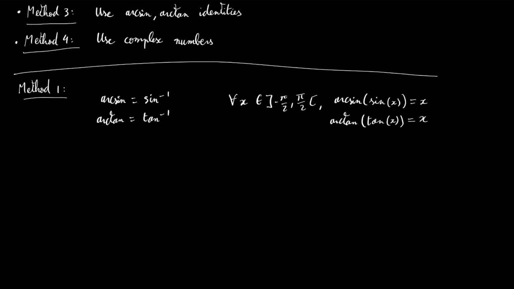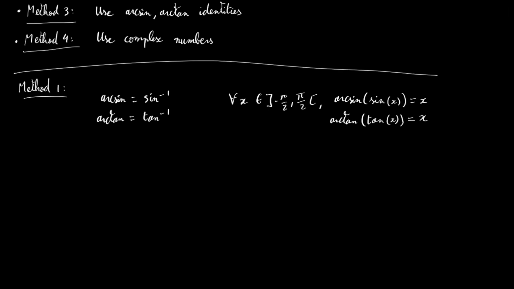Now the trick to find the derivative of arcsine and arctan is to use the derivative of a composition of functions. We know that when we have a composition of functions u and v, the derivative of u round v is equal to u prime round v multiplied by v prime. And this is called the chain rule.